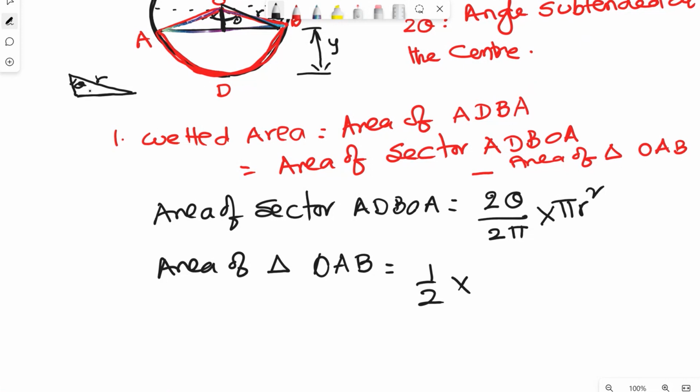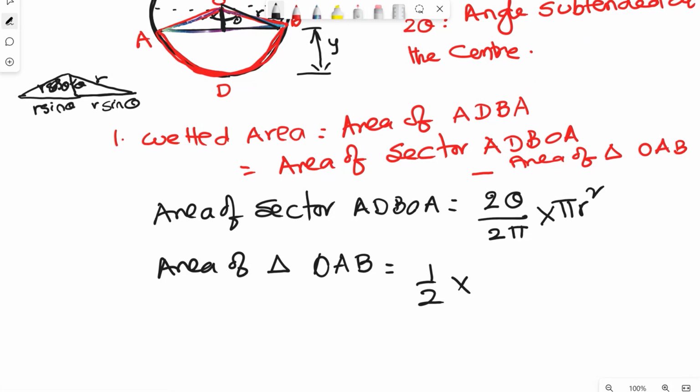So these two things are: number one, this is equal to r sine theta. Am I right? R sine theta, and this is r cos theta. Now on this side also, the total is 2r sine theta. So this is r sine theta, this is r sine theta.